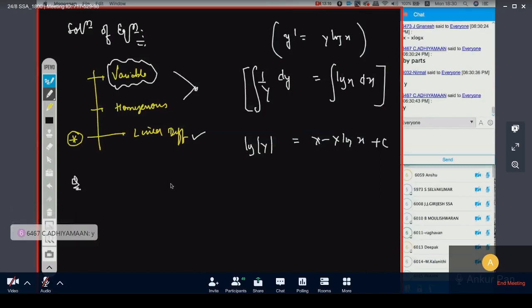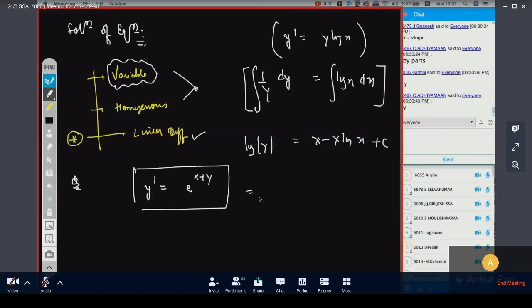Question. Don't type here because it will take a lot of effort. What will be the solution of the differential equation dy by dx equals e to the power x plus y? Quickly. I'll just take a washroom break.